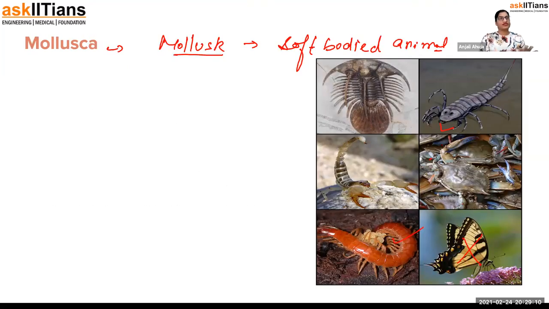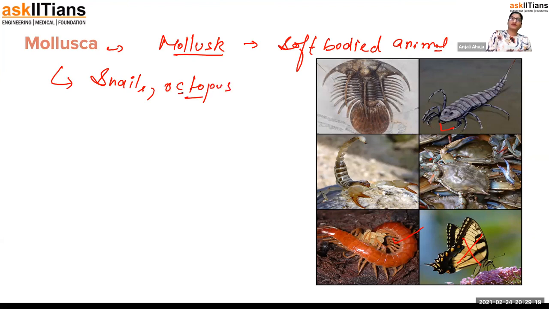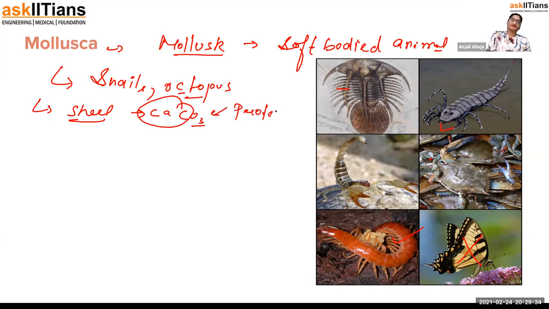But that's fine. I have a video on mollusk. Do not worry. You must have seen snails and octopus. These all are actually mollusks. Forget this picture. They are soft-bodied animals, and they have a shell outside which is made up of calcium deposition and carbonate, which is protective in nature. After arthropod, mollusk is the second largest phylum in the animal kingdom.